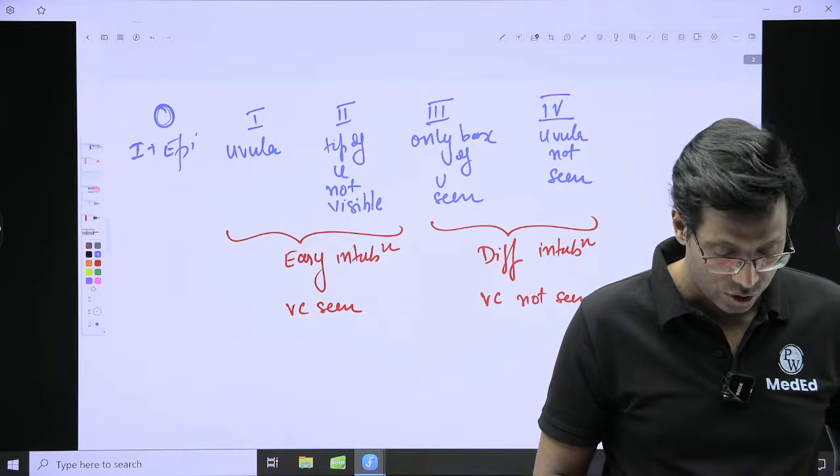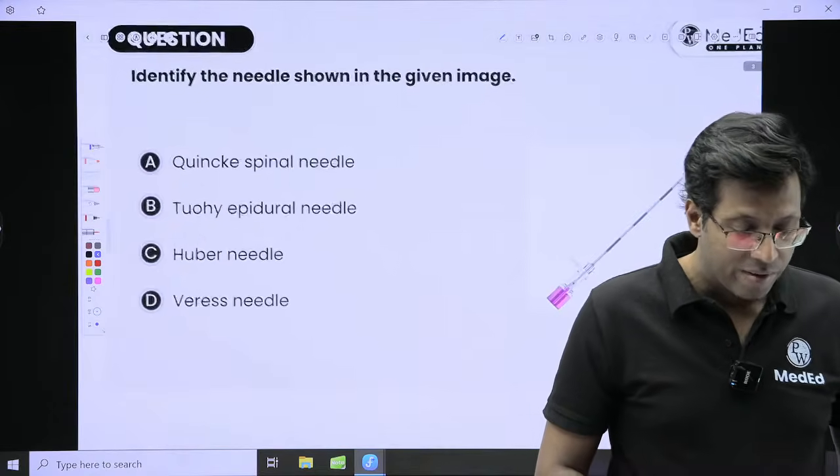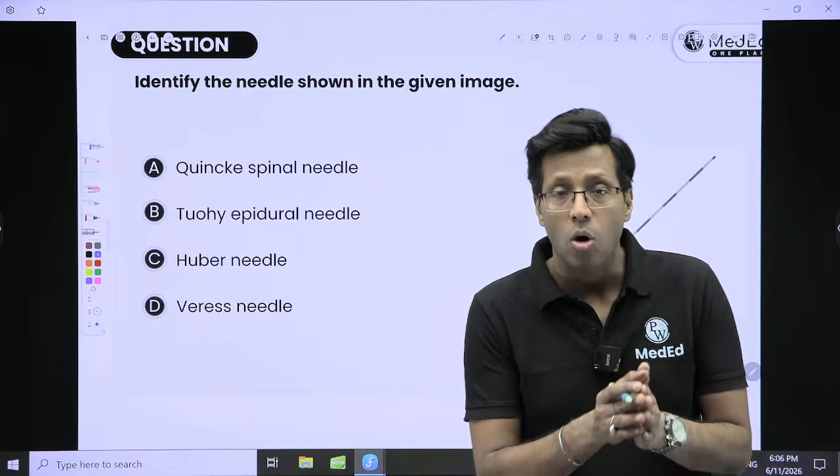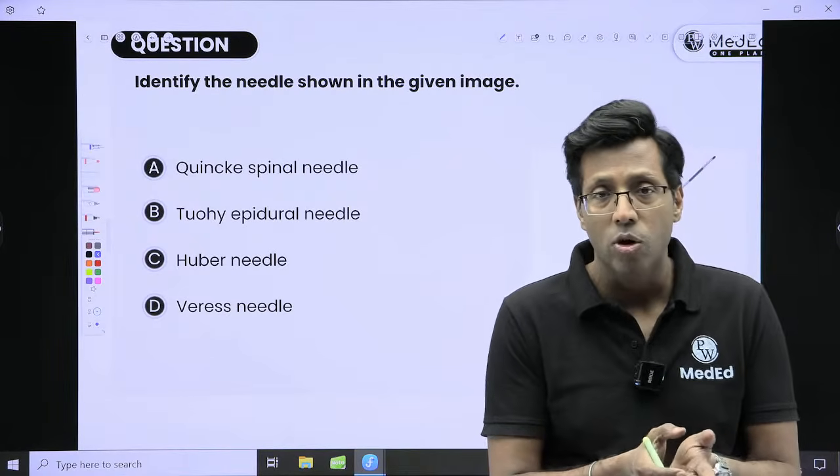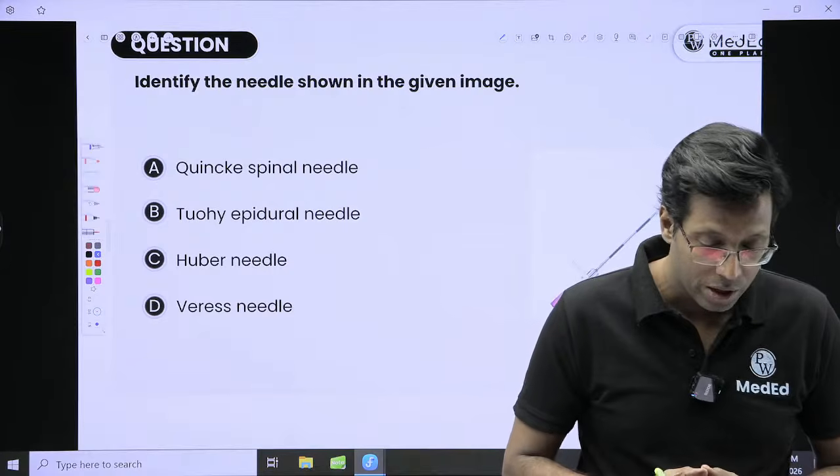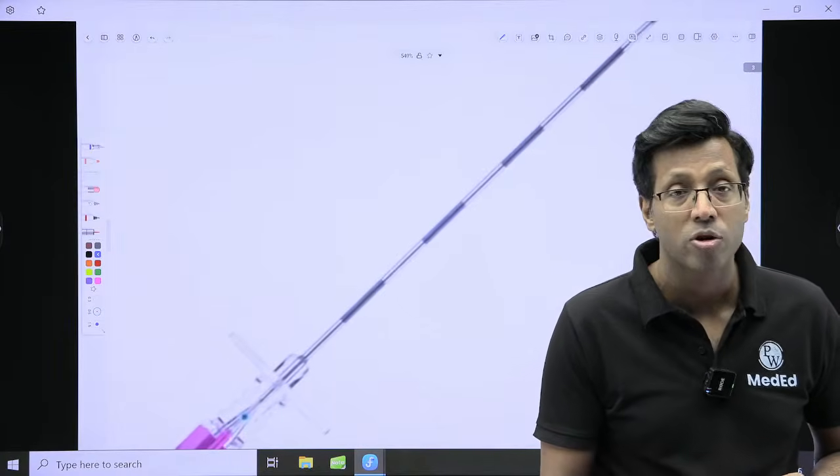Let's go to the next question. Identify the needle shown in the given image. These are all based on recent questions. Questions like these have all come. So you can see a needle right in front of you.